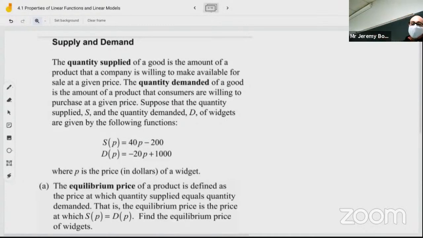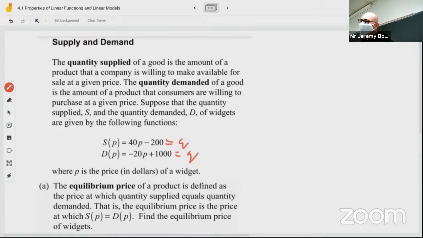Suppose that the quantity supplied S and the quantity demanded D of widgets are given by the following function. Widgets is just a random term they use to describe situations without using an actual product. So when you have S of P is equal to 40P minus 200 for the supply, and D of P is equal to negative 20P plus 1,000 for the demand, what those equations or functions give you is Q, the quantity.